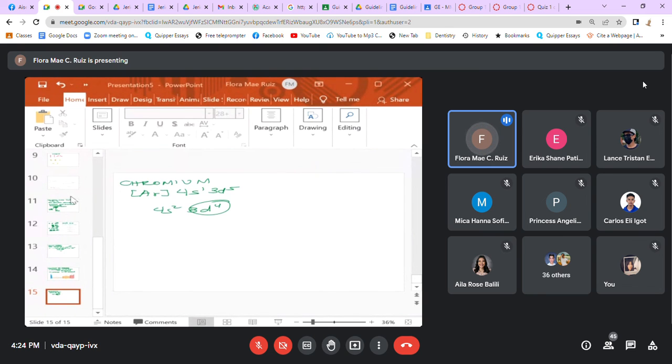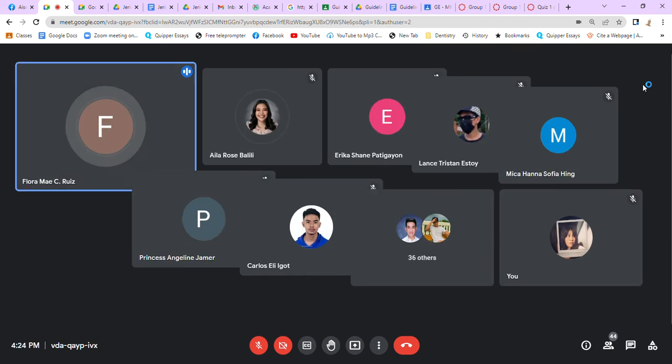So far, any questions? Don't worry, class, medyo dili siya legible ang agi, but I will give you a handout that will be more detailed and more legible for you to understand what we just discussed right now. But so far, are there any questions or concerns?